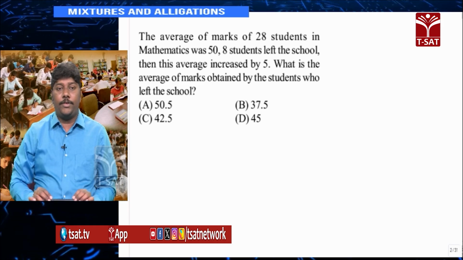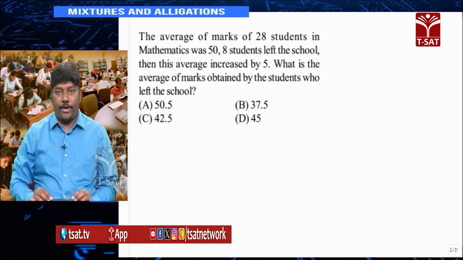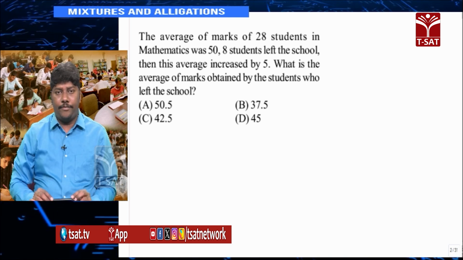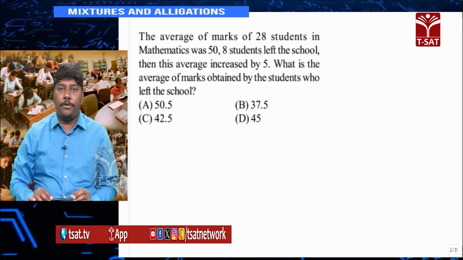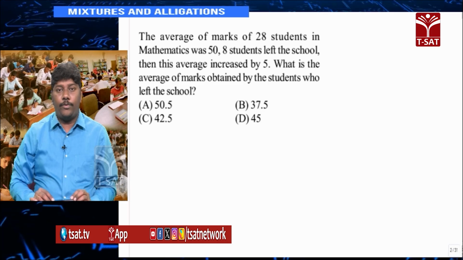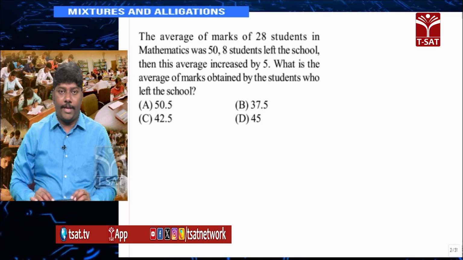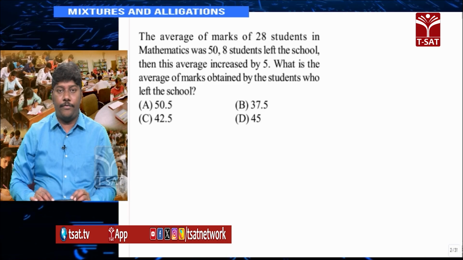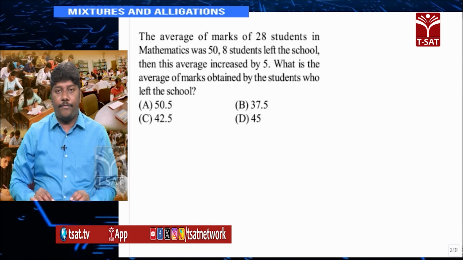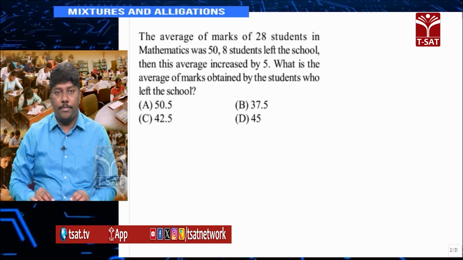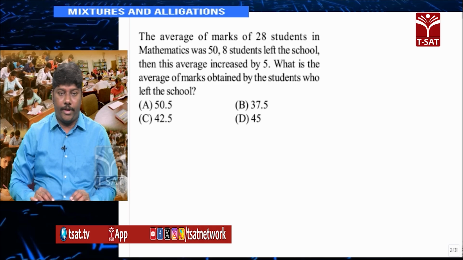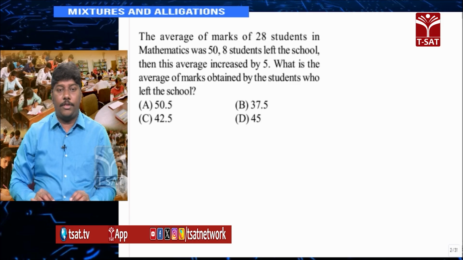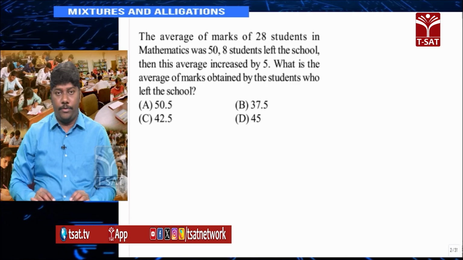8 students left the school, then the average increases by 5. 8 students left the school means how many students will be left over in the school? There are only 20 students left over in the school and their average increases by 5, which means the earlier average was 50, now the average of 20 members is 55, right? So he is asking you what is the average marks obtained by the students who left the school.